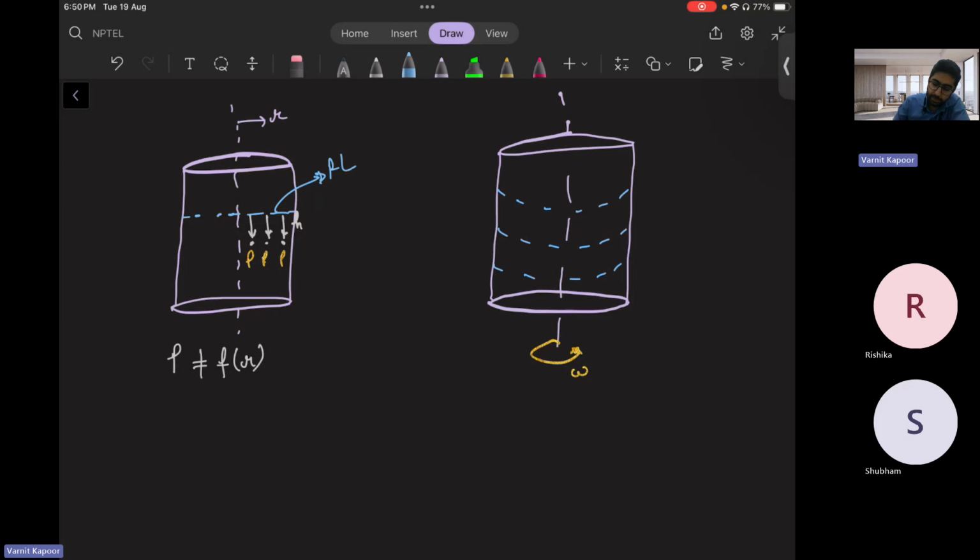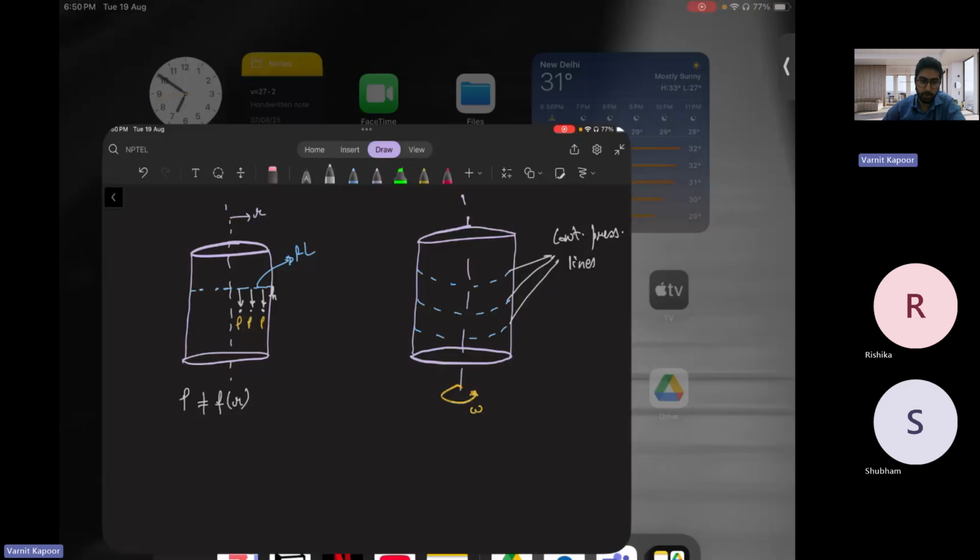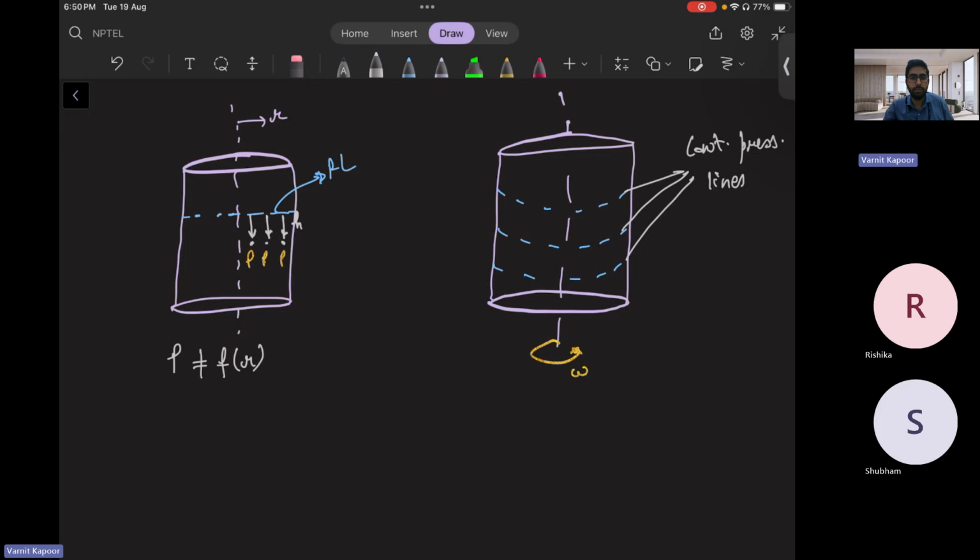Again, these all are constant pressure lines. So the fluid is again at rest with respect to the container after achieving some time or steady state. But here pressure is a function of the radius, because in the radial direction the pressure is going to change as the heights are changing. So pressure is not going to be the same this time.